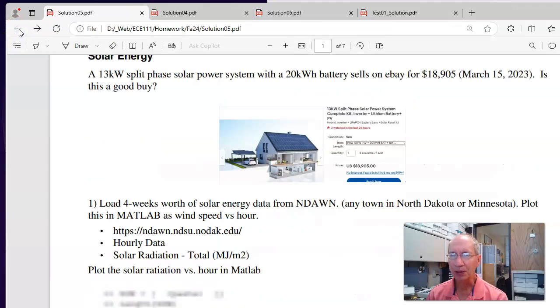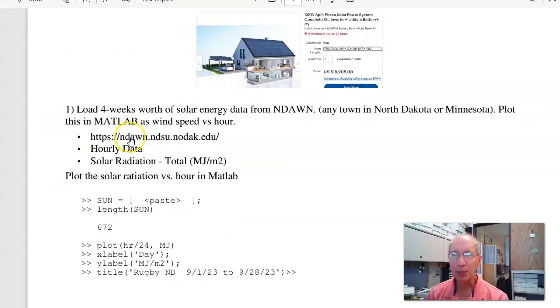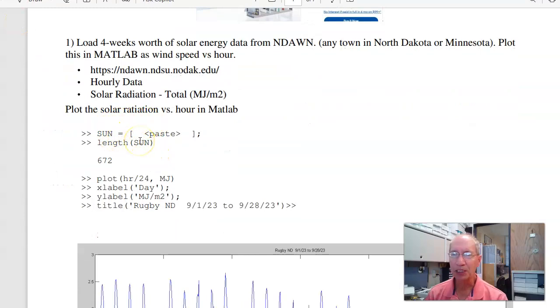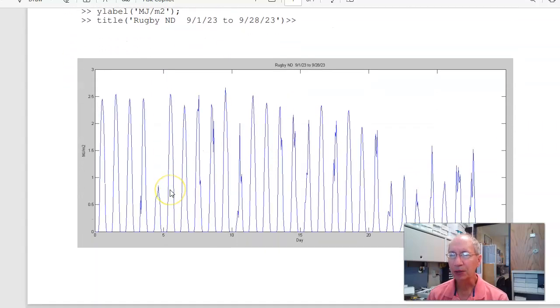So once you get that data, what do you do with it? Well, in Matlab, I can say sun is paste, take all the data from the CSV spreadsheet and copy it into Matlab, as a matrix. Find out how many data points I have: I had 672. Then plot. I guess hour is the first column, megajoules is the second column. If I do that, here's what the data looks like.